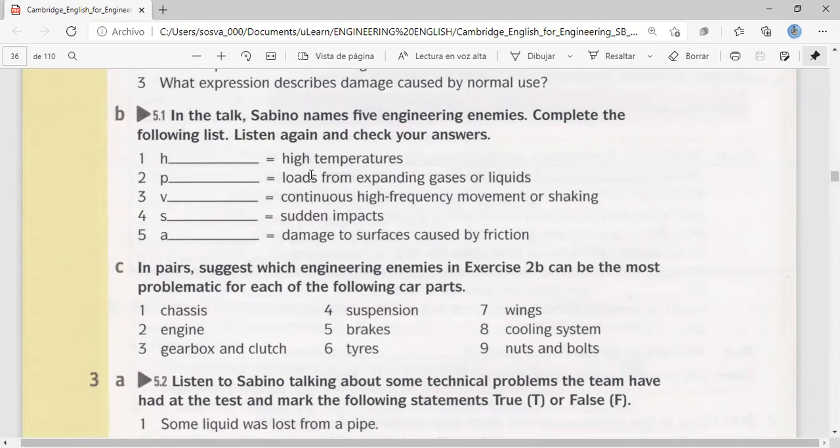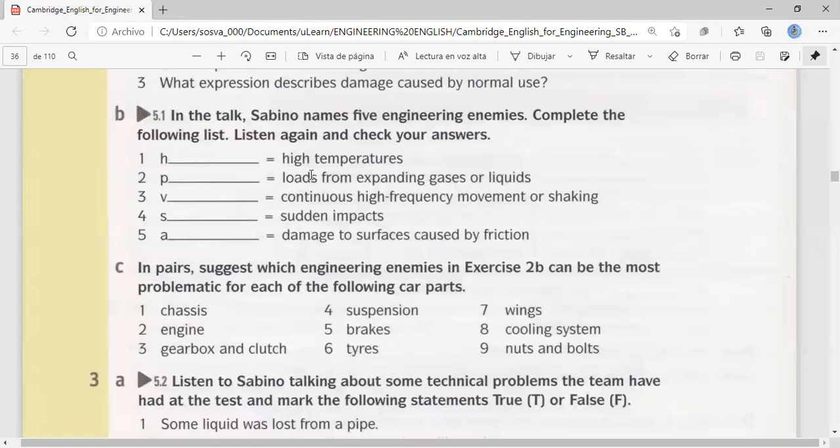Then in number 2, it's the engine. From the five enemies, which one damages the engine more, or is more common? It will be abrasion. Also heat, maybe. Yes, because of the engine. What about the gearbox and the clutch? Abrasion. Abrasion, yes. That's one of the most common.